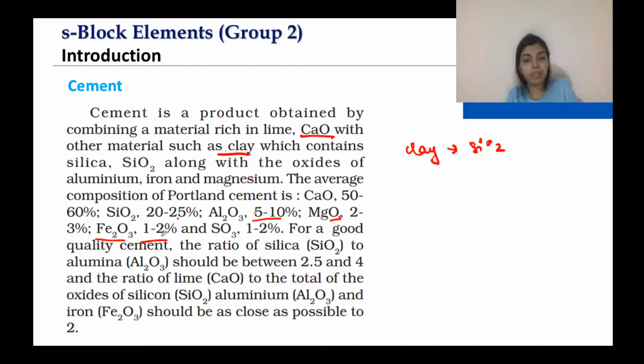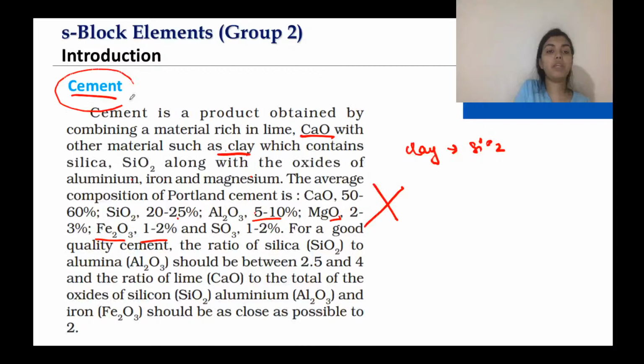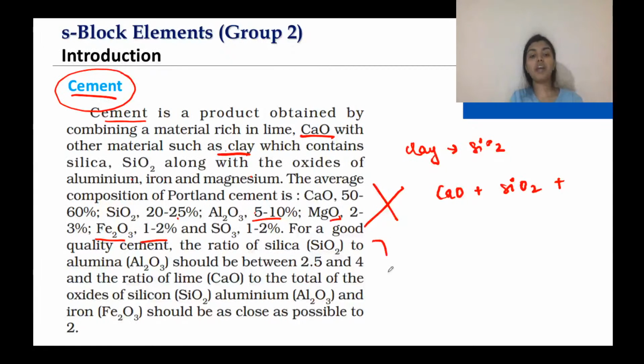This is the composition which you do not need to learn. The only thing you need to learn is that calcium oxide, silicon oxide, and the oxides of aluminium, iron, and magnesium make cement. Otherwise, you can leave all the other things. From this paragraph, you only need to memorize that calcium oxide plus silicon oxide plus oxides of aluminium, iron, and magnesium will yield cement. Here are the given ratios for a good quality. If you want, you can skip it, but we have kept this as additional knowledge.